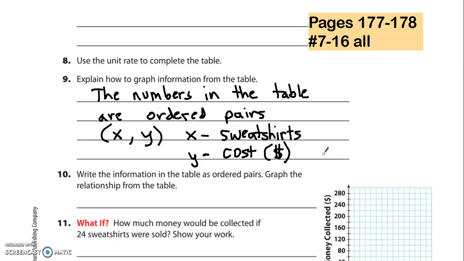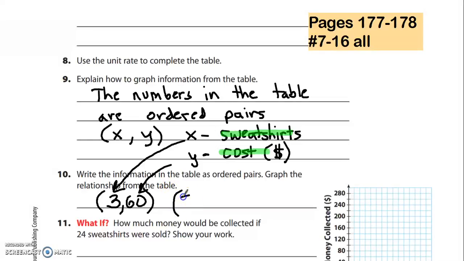I'm not going to help you so much on number 10, maybe just a bit. Number 10 reads, write the information in the table as ordered pairs and graph the relationship from the table. So the ordered pairs, the very first one, if you look, it was $60 for 3 sweatshirts. So that's written as 3 comma 60. And if you're wondering why I put it in that order, remember we just said right above that the x value is the number of sweatshirts. So the sweatshirts here is the first term, and the cost here is going to be the second term. Now the first ordered pair is just given to you in the table. The second one you had to calculate, and I'll actually help you with that one too.